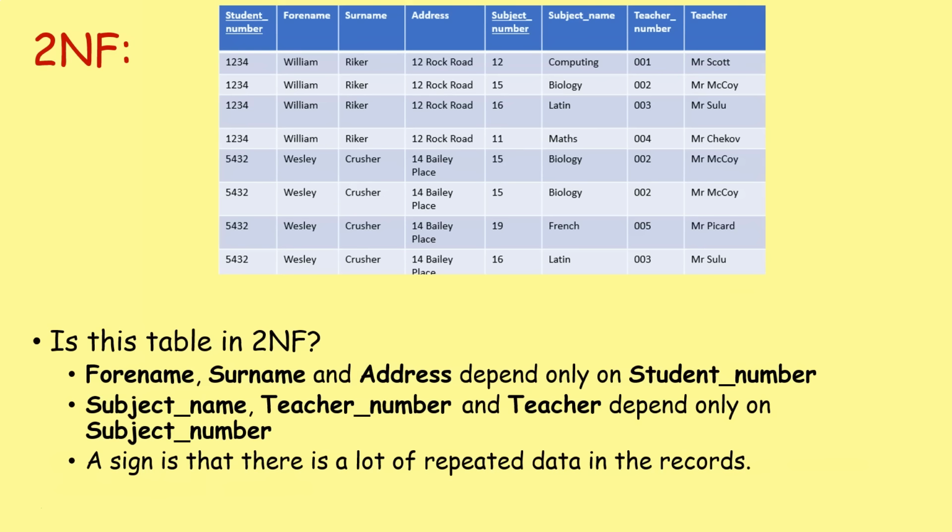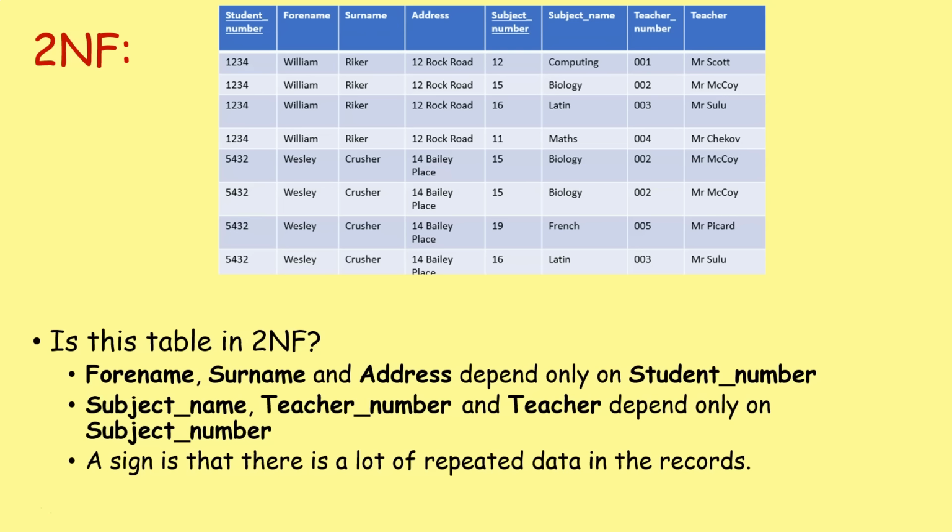Now we have to decide, is it in second normal form or do we have to make any changes? Well, let's have a look at it. Forename, surname, and address depend only on half of the primary key, which is student number. On the other hand, subject name, teacher number, and teacher depend only on subject number. A sign of this is there's a lot of repeated data in the records.